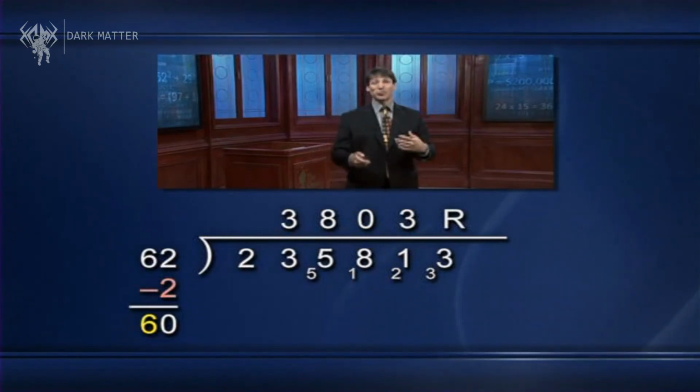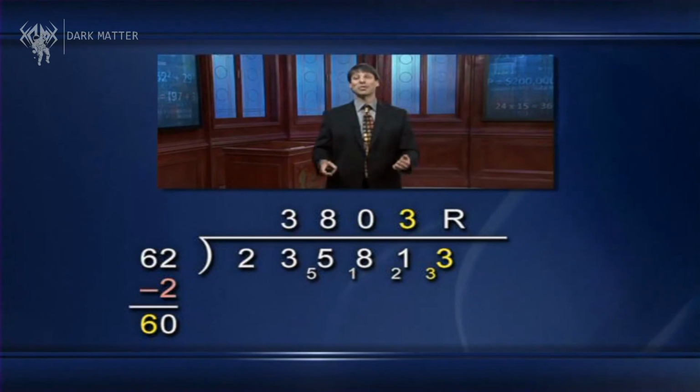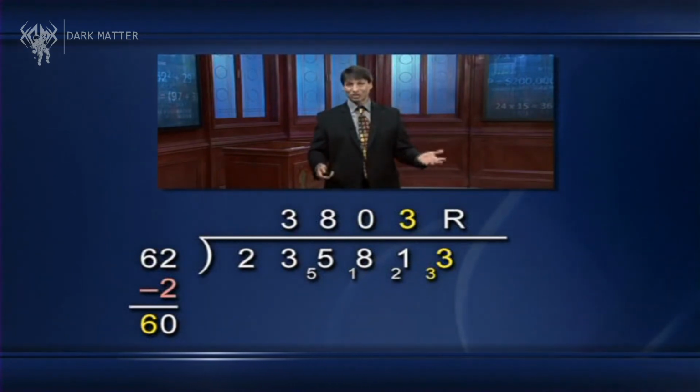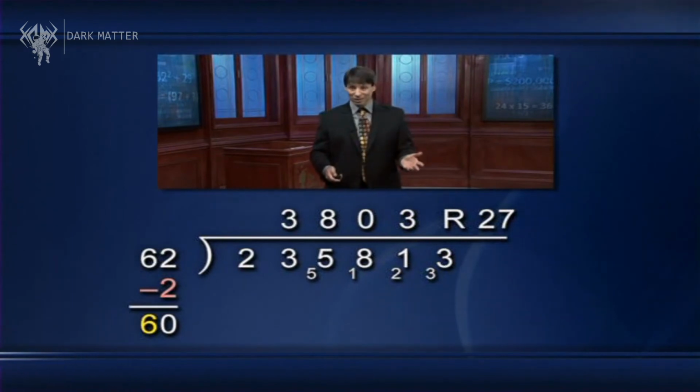6 goes in, and the remainder is going to be what? Not 33 minus 3, but 33 minus 6 to get 27. And there's the answer, 3803 with a remainder of 27. Now, in the subtraction step, you sometimes obtain negative numbers. When that happens, we have a simple adjustment.